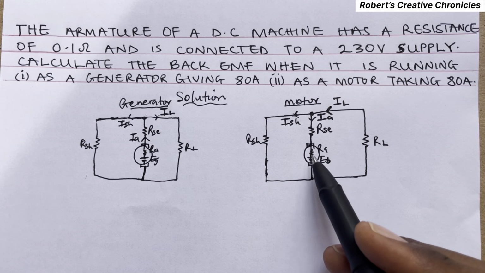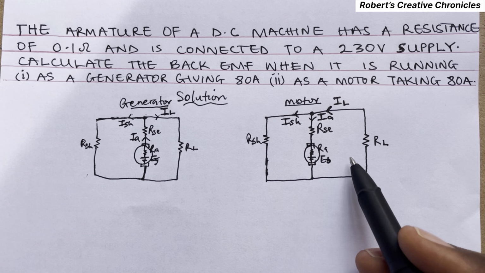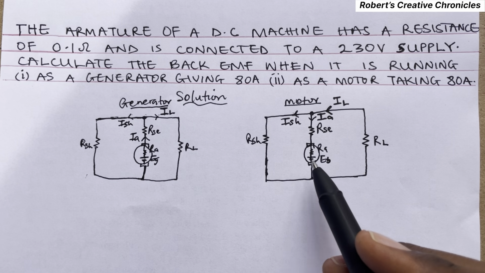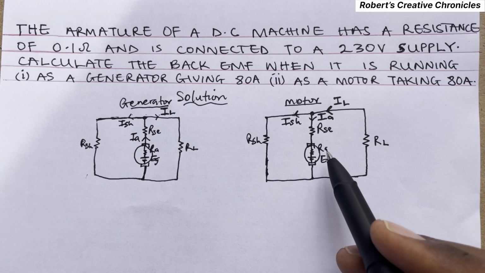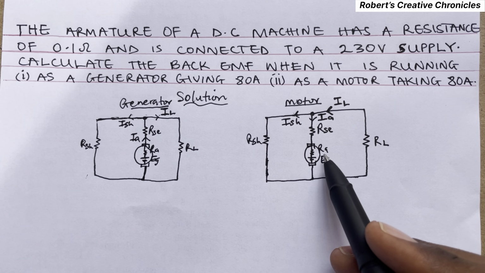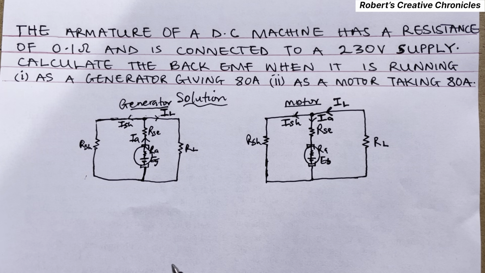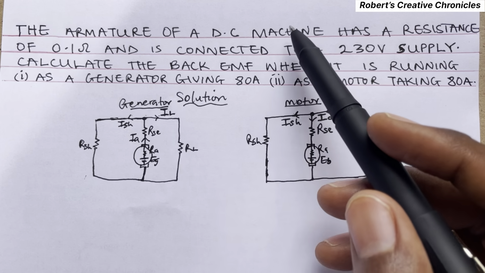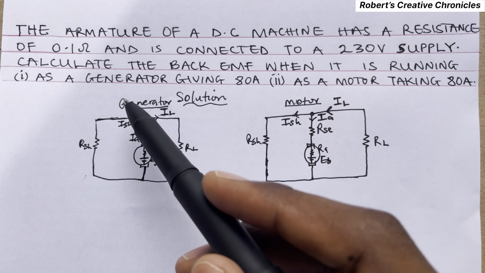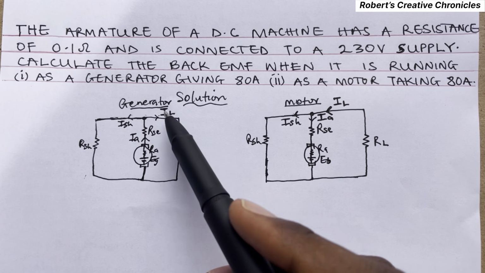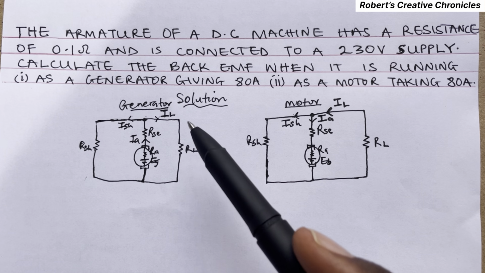And here, in the generator, the EMF is known as the generated EMF. In the motor, the EMF is known as the back EMF, EB, not EG. That's why it changes from EG to EB. So this is the difference between a generator and a motor. When you are solving questions on DC machines and they give you a motor or a generator, you must consider this current flow.